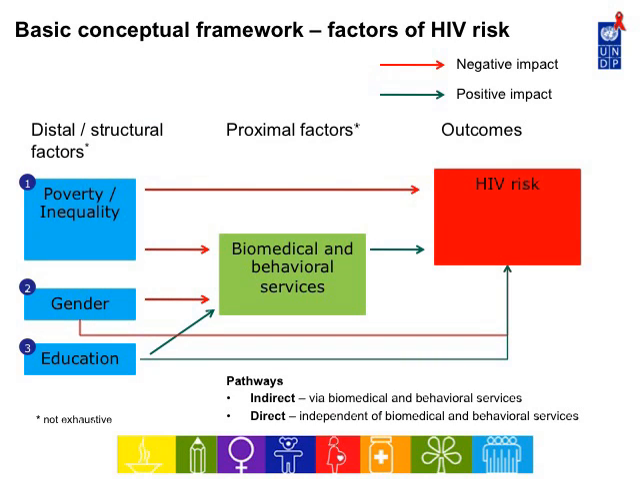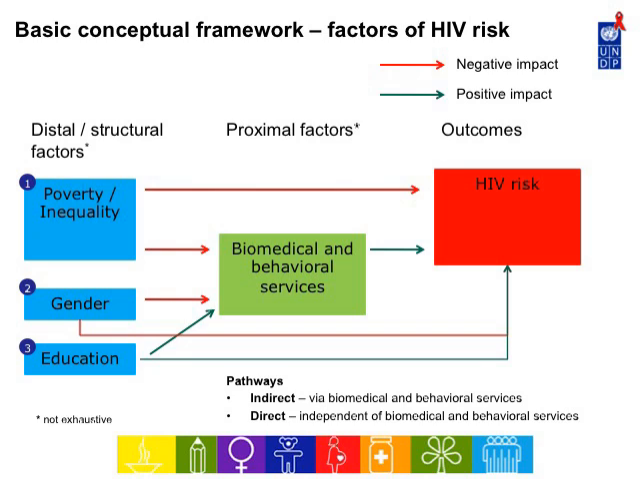Now, for everyone on this call, I'm sure that this seems like a very oversimplified representation of what we understand about structural factors versus proximal factors and how they link to HIV risk. We could probably draw a lot of arrows and put a lot more structural factors and proximal factors on the list, but I wanted to limit the scope to what I think is most relevant to what we know about cash transfers in HIV. And that really is around issues of poverty and inequality, gender, and education, which you see as structural factors on the left, and some issues on biomedical and behavioral services.